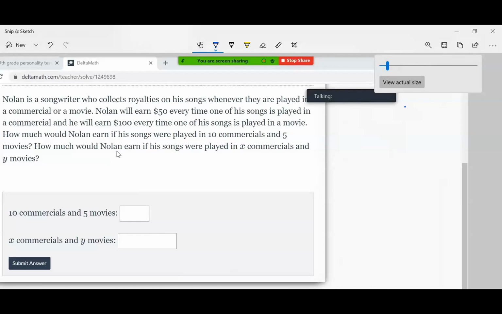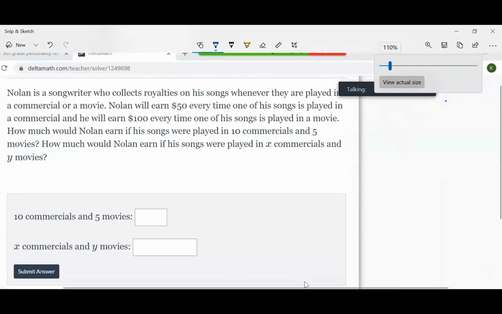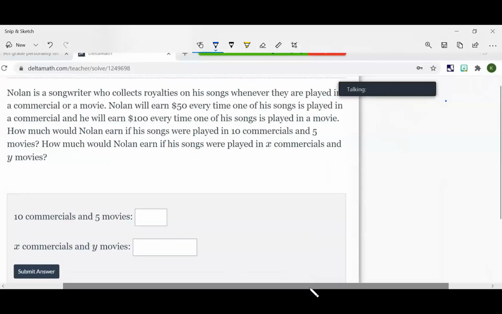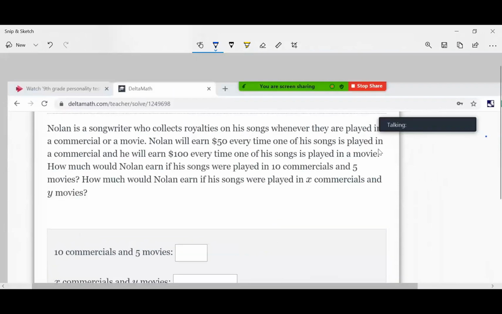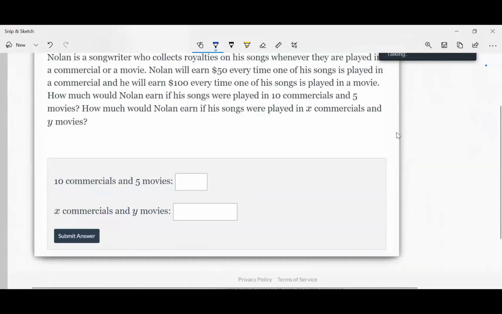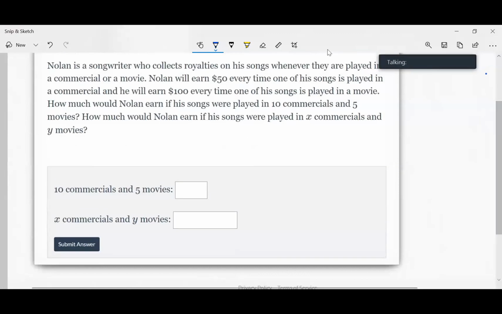That makes sense because that's normal. You guys know what royalties are? That's why you can't just randomly play songs, because when you play a song, you have to pay the person who wrote it. Okay, so it's just sometimes nice to know what they're talking about.